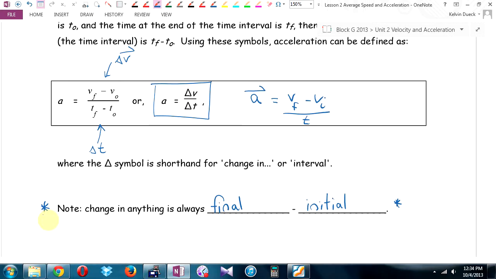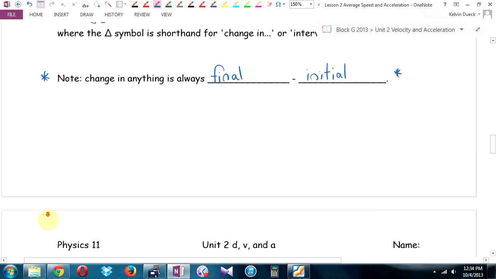Hey, find the change in voltage. Find the final voltage, find the initial voltage, and you know what you should do with those two numbers? Subtract them. Hey, find the change in momentum. Find the final momentum, find the initial momentum, and you know what you should do with those? Subtract them, okay? Worth having in your back pocket. Next page.